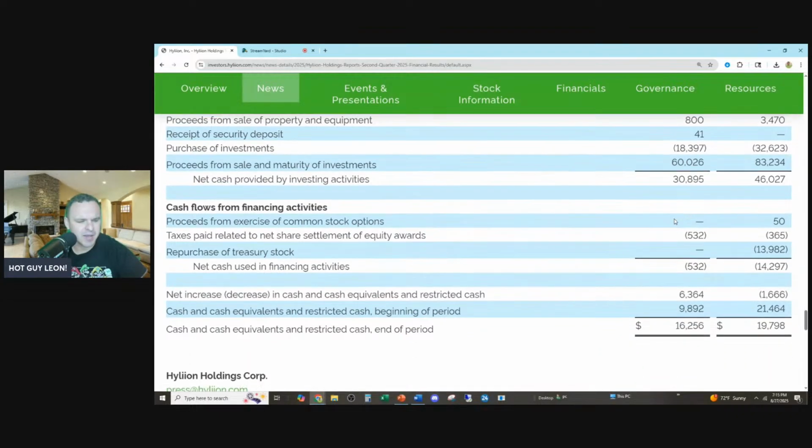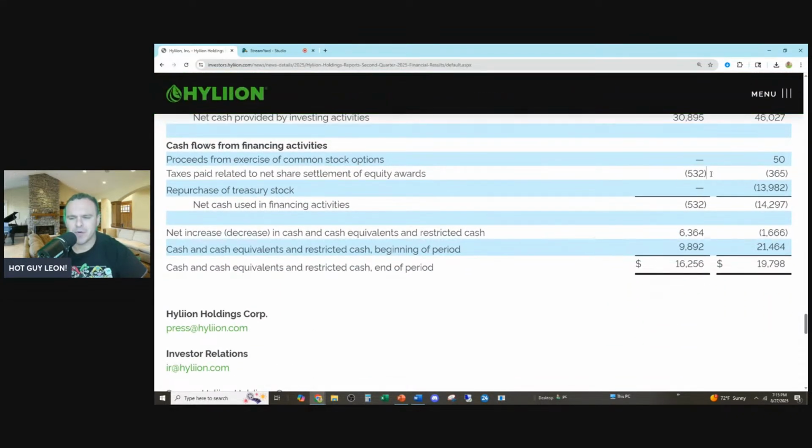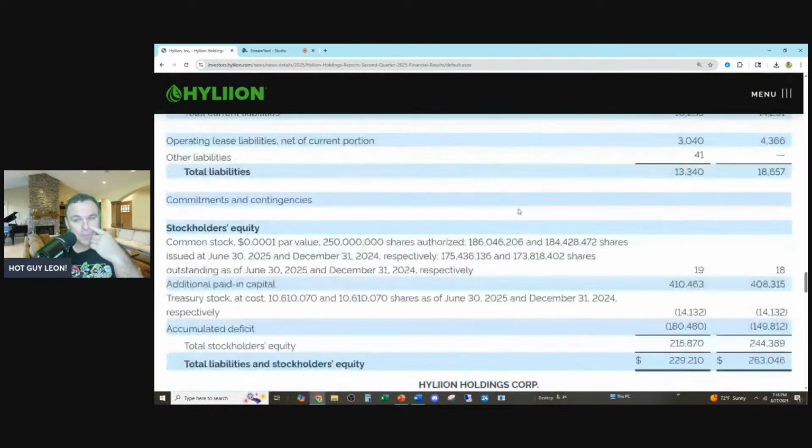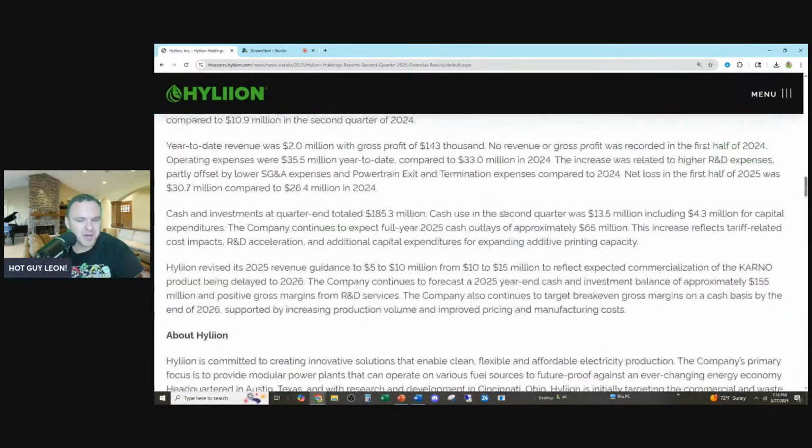God, this is so bad. And they paid $532,000 for taxes for settlement of equity awards. Yeah, I would cash those stock options in and immediately sell and get out of this company. What a freaking joke. Do they have the 10Q in here somewhere?